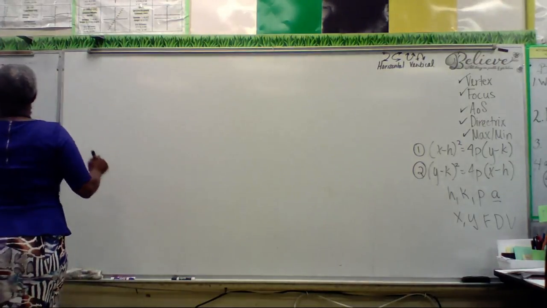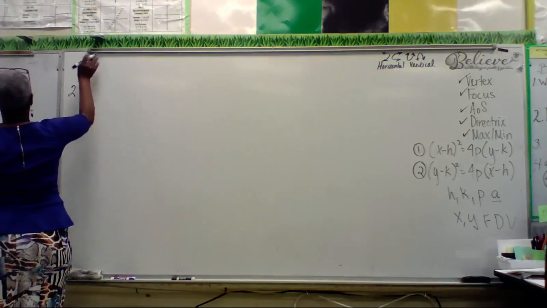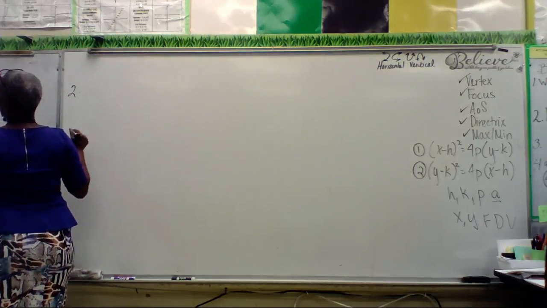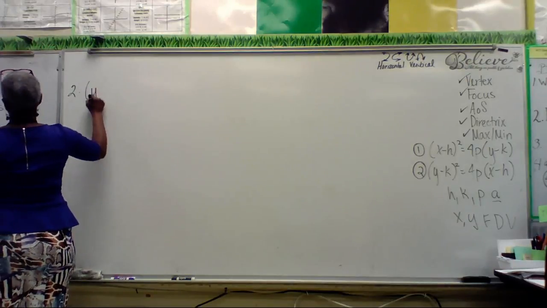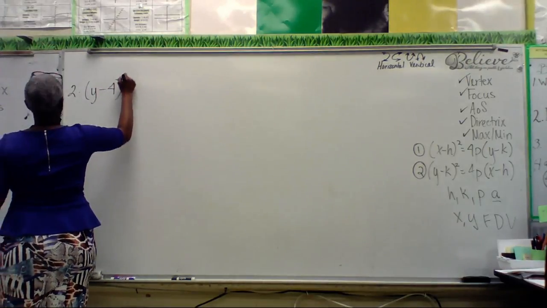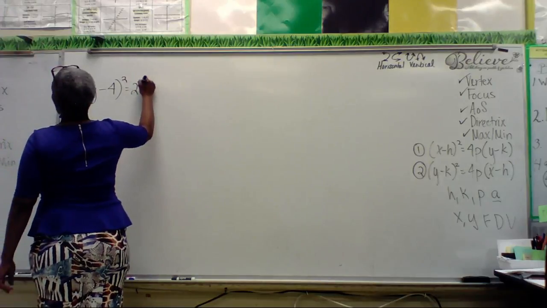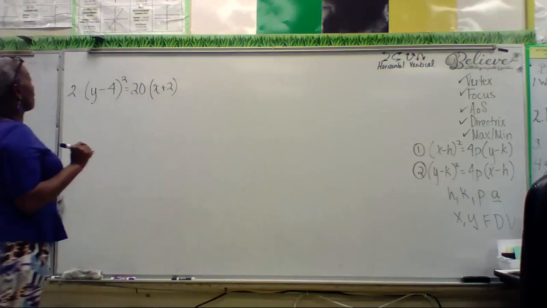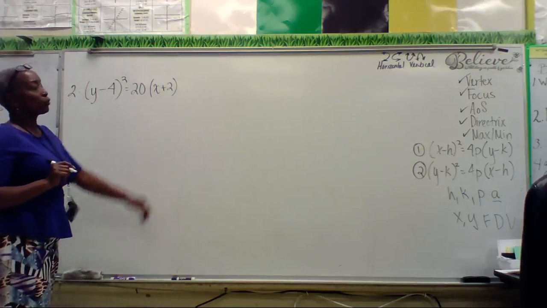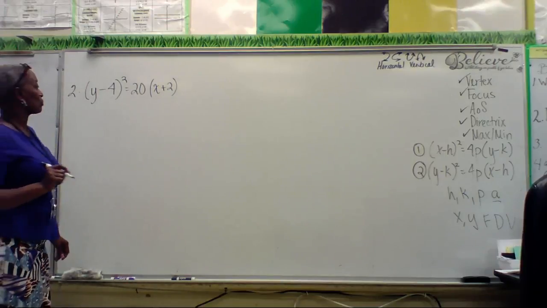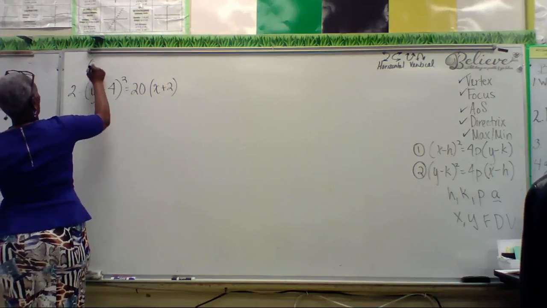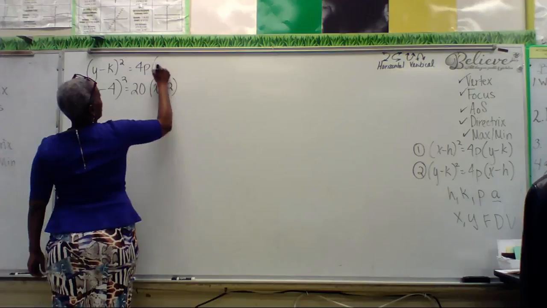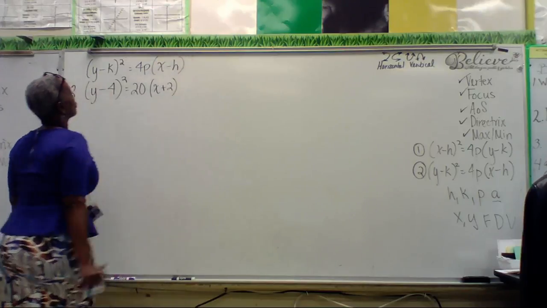Problem number 2. We're going to write it down, because what are we going to write above it? The equation. One of those general equations that we're going to use. So this one we have the quantity of y minus 4 squared equals 20 times the quantity of x plus 2. Which one are we going to use? The second one. So it reads the quantity of y minus k squared equals 4p times x minus h.